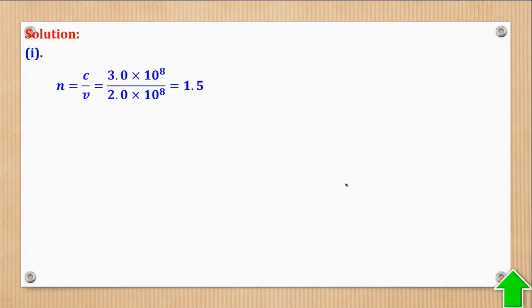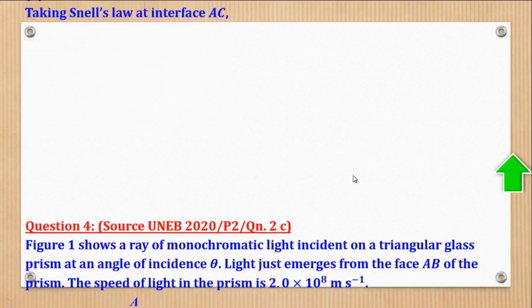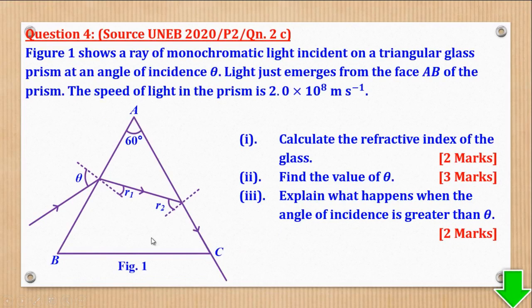So we'll start with Roman 1. I think you remember the definition for absolute refractive index. In terms of velocity, it is c over v. And c is a constant, which is 3.0 × 10^8. v has been given, meaning you will come up with 1.5 as the refractive index they wanted. Then for Roman 2, we shall take Snell's law at the interface AC first. Interface AC, take Snell's law, it will be n sine R2 is equal to 1.